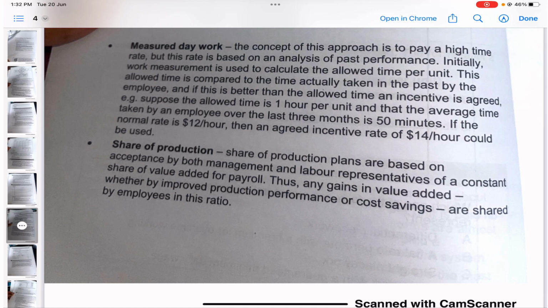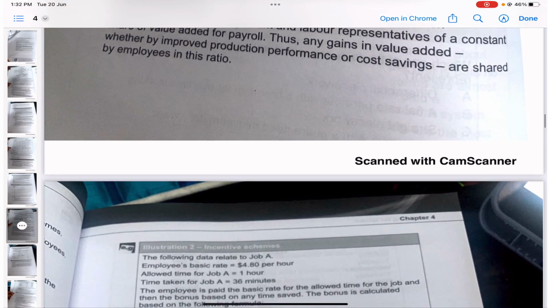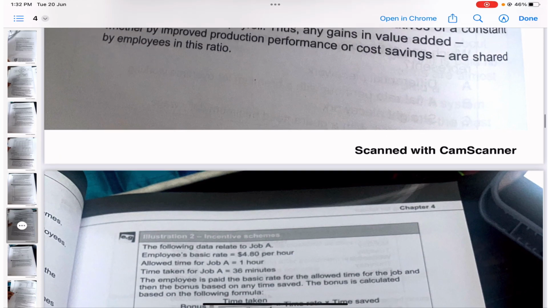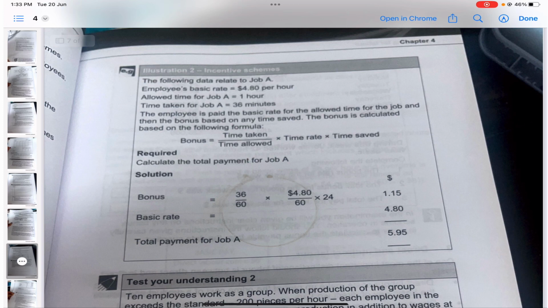Okay. Share of production. So when you are having production, how much share of production is done by the particular worker. So that is another method, right? Share of production plans are based on acceptance by both management and labor representatives of a constant share of value added for payroll. Thus, any gains in value added, whether by improved production performance or cost savings, are shared by employees in this ratio. Okay.